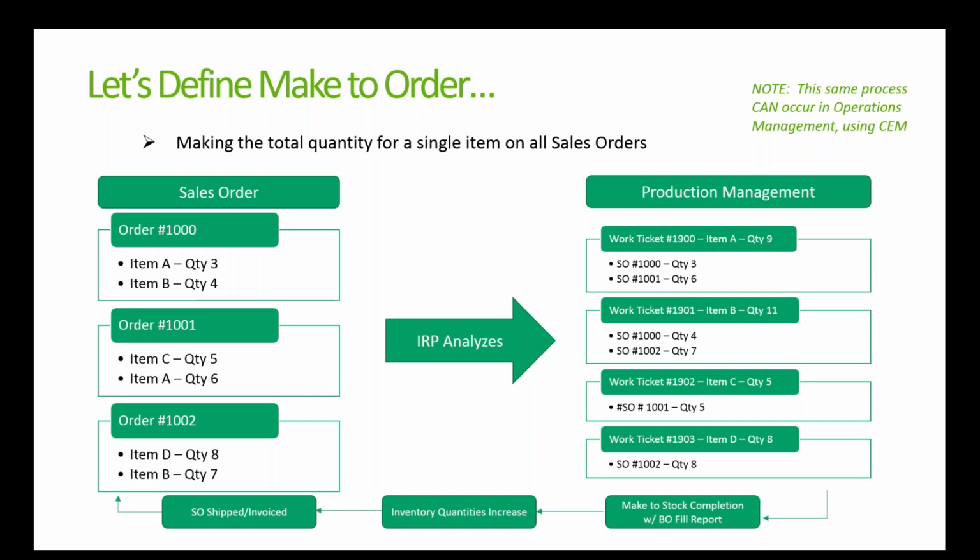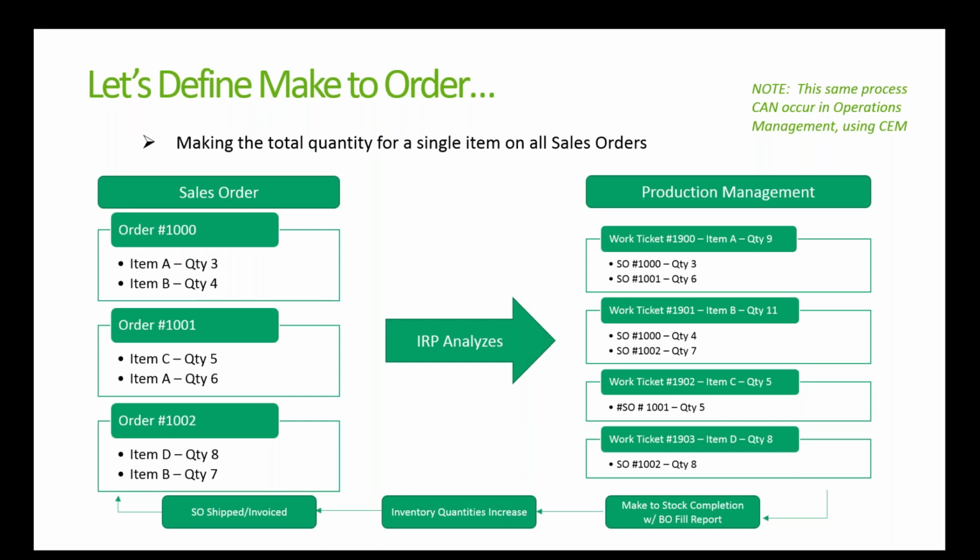So my scenario here is I've got 3 sales orders. Item A happens to be on 2, the first order and the second order. Item B happens to be on the first order and the third order. So with production management, inventory requirements planning would analyze that data, and it would come back and say, all right, well, we need to build a work ticket to make item A for a total quantity of 9, because we have 2 sales orders, one that has a quantity of 3 and one that has a quantity of 6 on it, that need that item.